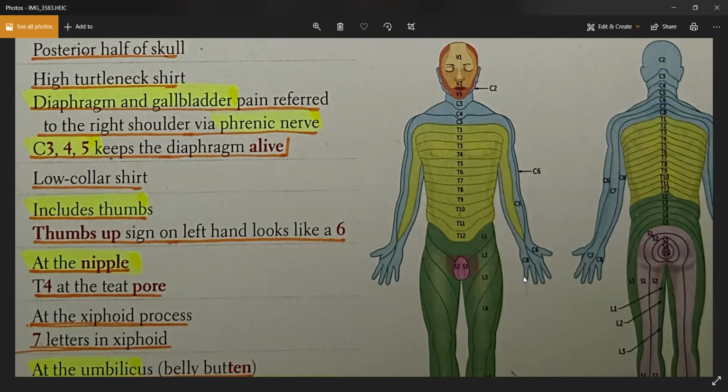And you guys already know that the ulnar nerve is made up of which roots? Anyone? Could you please repeat? Ulnar nerve. What roots make the ulnar nerve?